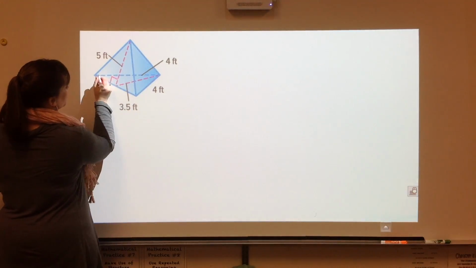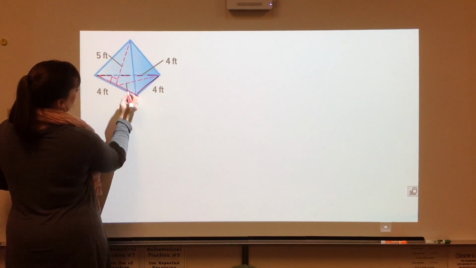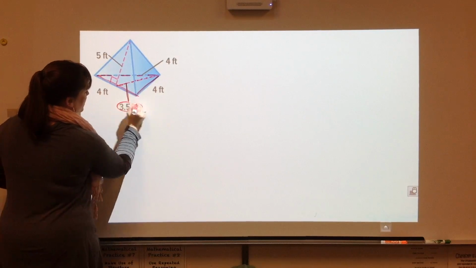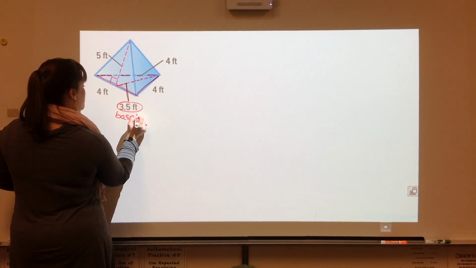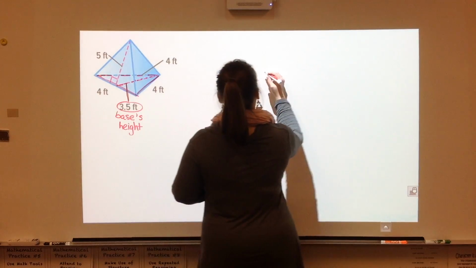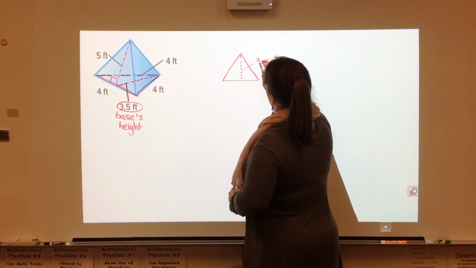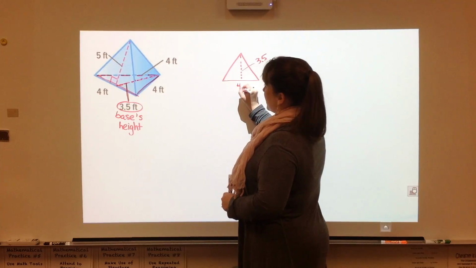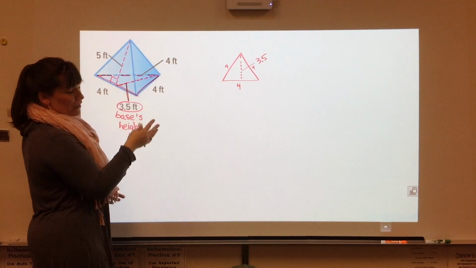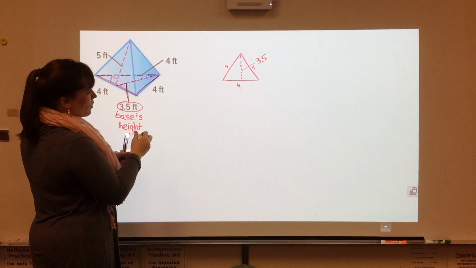First thing I'm going to do is shade this base. This dotted line going to the right has 3.5. This is the base's height. So when I'm drawing my triangle that represents the base, this is going to be 3.5, and my sides are all 4. I know it doesn't look the same because they're, again, drawing it on a 2-dimensional piece of paper, but all sides of this triangle are 4.